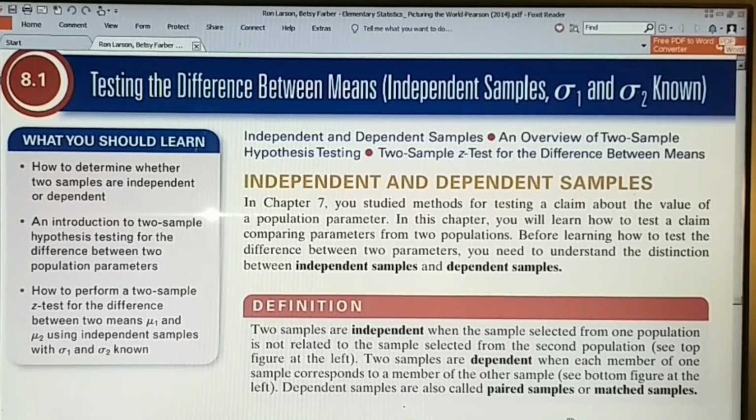Two samples are independent when the sample selected from one population is not related to the sample selected from the second population. And then two samples are said to be dependent when each member of one sample corresponds to a member of the other sample. So dependent samples are also called paired samples or matched samples.